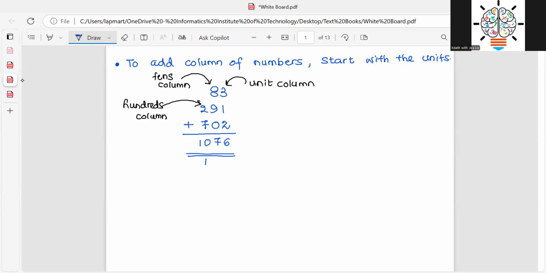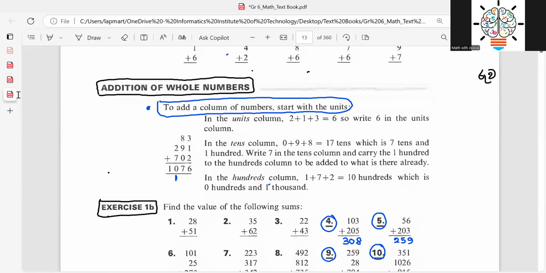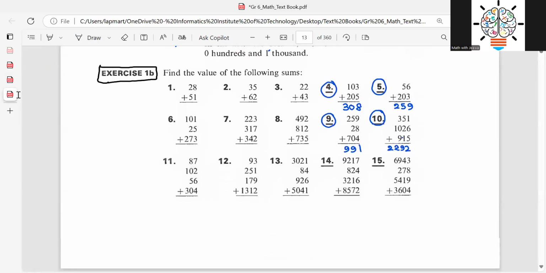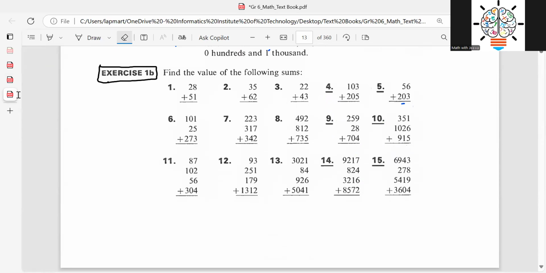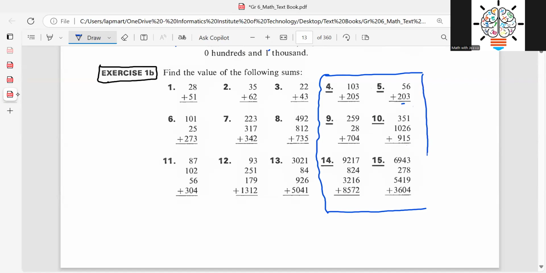So this is how you want to do when you have many columns, right? Here they have given different questions. I'll mark these underlined ones, so that means these are the homework questions to be done today, right?